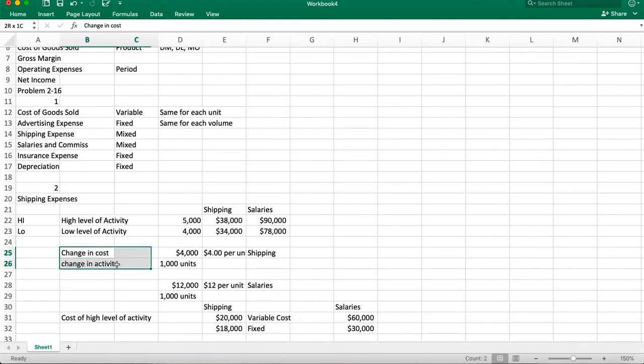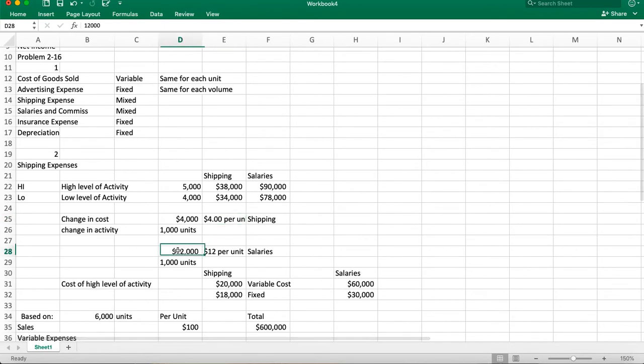Then the formula, the change in cost divided by the change in activity. So I take the change in cost, which is 38 minus 34, divided by the change in activity, which is 5 minus 4, and I come up with $4 per unit. That is my variable cost per unit for shipping. Then I do the same thing for salaries. I take the difference in the cost, 90 minus 78, and the difference in the level of activity, and I come up with $12 per unit, which is my variable cost per unit for salaries.